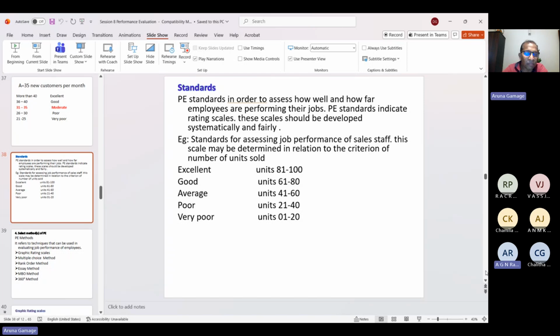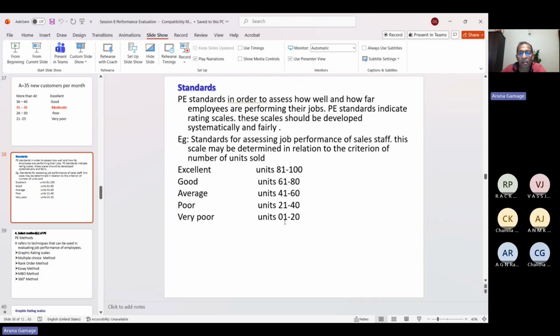Excellent? Yes, excellent, if you use this standard. Without a standard, we can't say anything. But with this standard, for example, if it is 81 to 100, excellent; 61 to 80, good; 41 to 60, average; 21 to 40, poor; and below that, very poor.